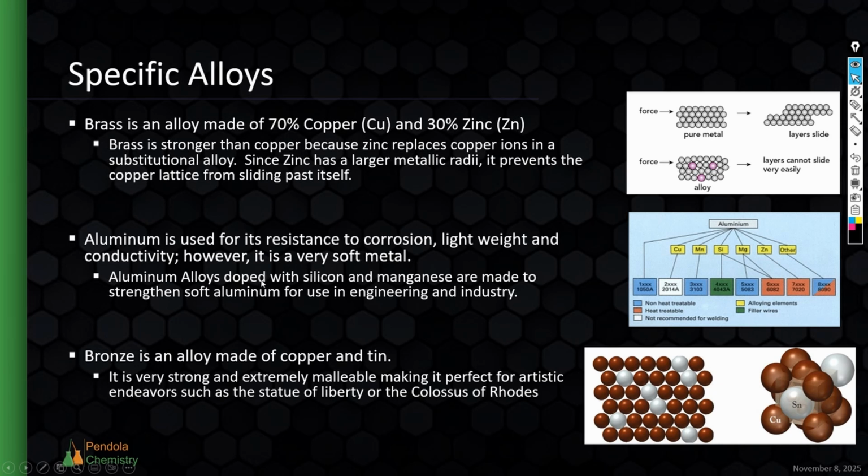So aluminum is usually doped with silicon and manganese to strengthen the aluminum and make engineering grade and industry grade aluminum. So most of the aluminum things that you use in everyday life or that you sit on or the airplanes that you fly on are not made out of pure aluminum. They're made out of aluminum alloys that have either silicon, manganese, or a combination of both in them.